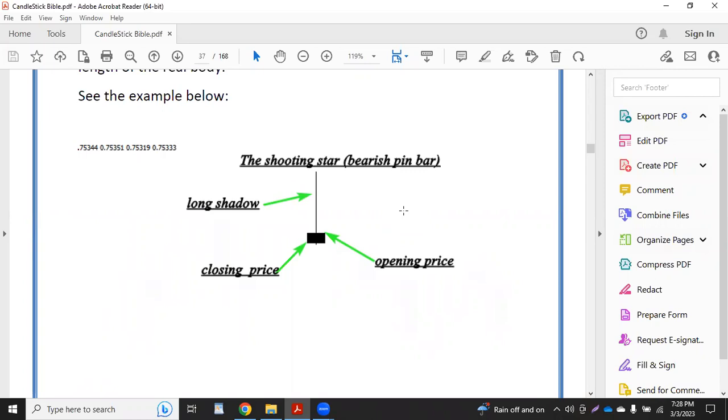So when you see a shooting star, it should be around the resistance, right? Like I said, when price gets to a resistance or support, price will do one of two things. Price will either hold at a resistance, which means it will reverse and start to sell, or it could break it and start to buy and continue buying. So it is these candle patterns.